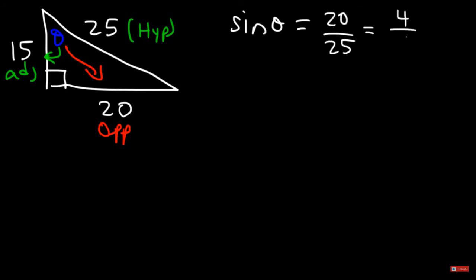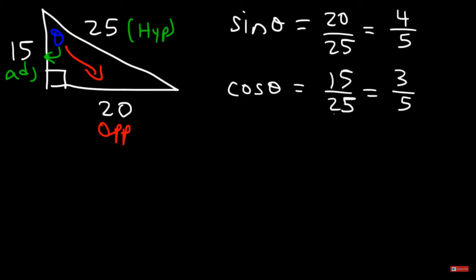Which reduces to 4 over 5 if we divide both numbers by 5. 20 divided by 5 is 4. 25 divided by 5 is 5. Cosine theta is adjacent over hypotenuse, so that's 15 divided by 25, which reduces to 3 divided by 5. Tangent theta is opposite over adjacent, so 20 over 15, which becomes, if you divide by 5, 4 over 3.